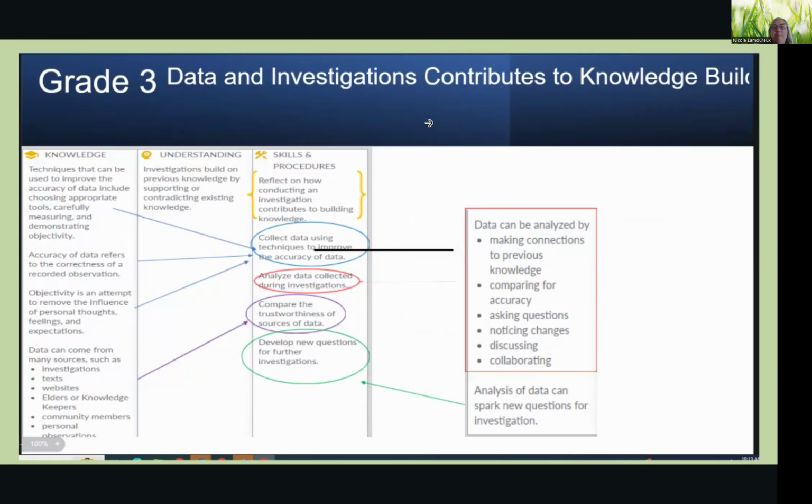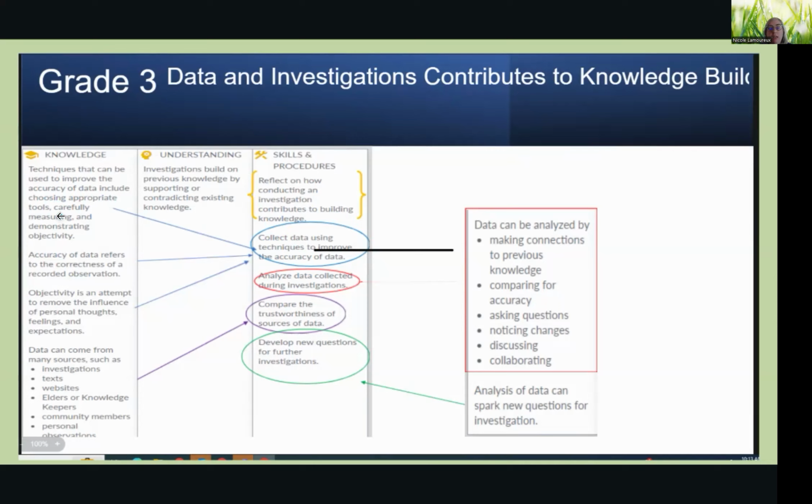Okay. So what I'm going to do then is show you the alignment, what we should be doing in reading the knowledge statement in conjunction. So I'll walk through this. We'll start with the skills and procedures, collect data, we know that, using techniques to improve the accuracy of data. So the knowledge statements that line up are the techniques, and they talk about improving that include, and again, include means we need to teach that, choosing appropriate tools.